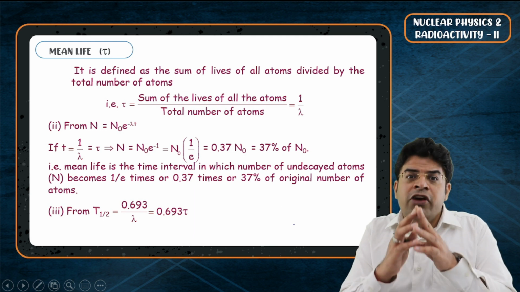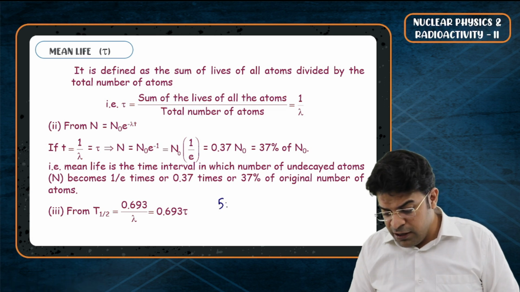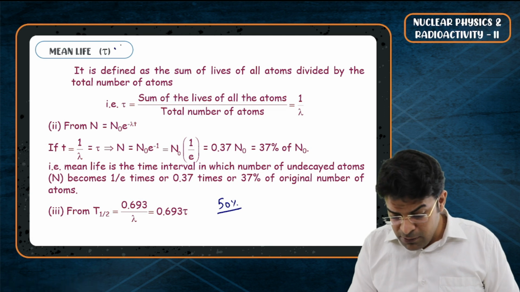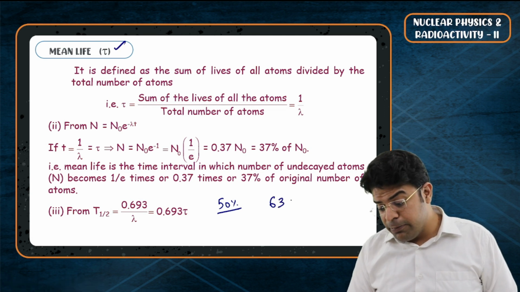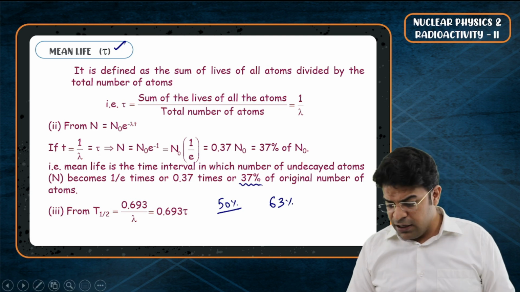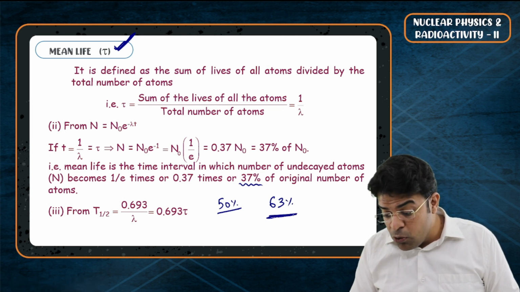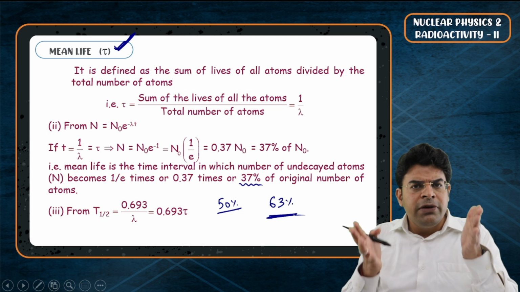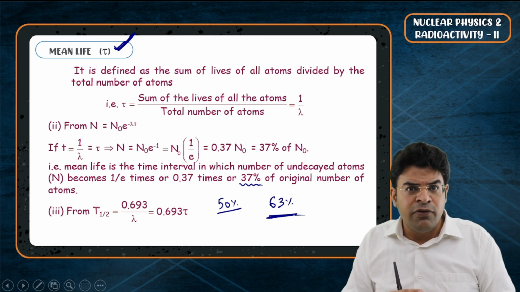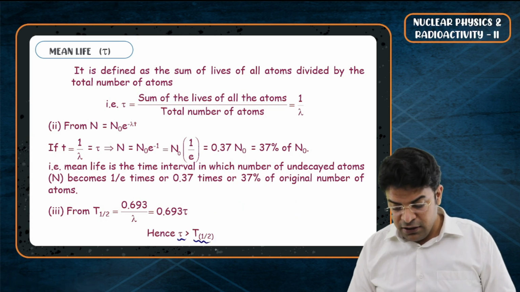There is one more way to understand this. After one half-life, 50% decays and 50% survives. After one mean life, 63% decays and 37% survives. It means that in a time frame equal to mean life, the percentage decay is more. So mean life has to be a bigger time frame. That's why more decay takes place in this time frame. Hence, we can say that mean life is greater than half-life.